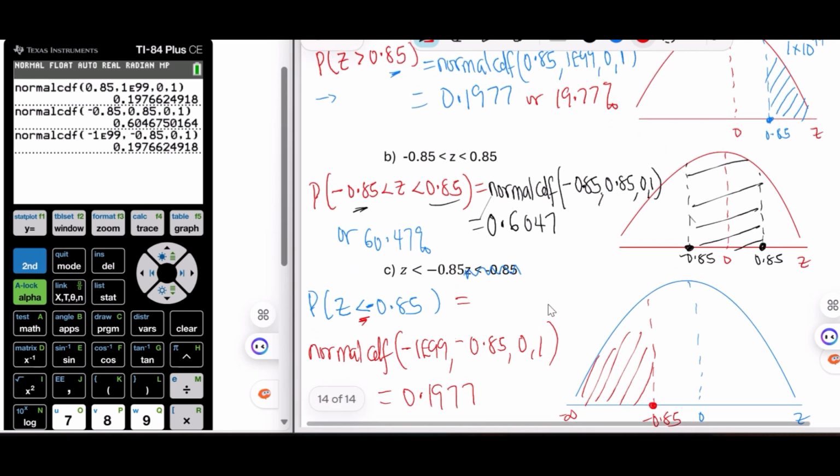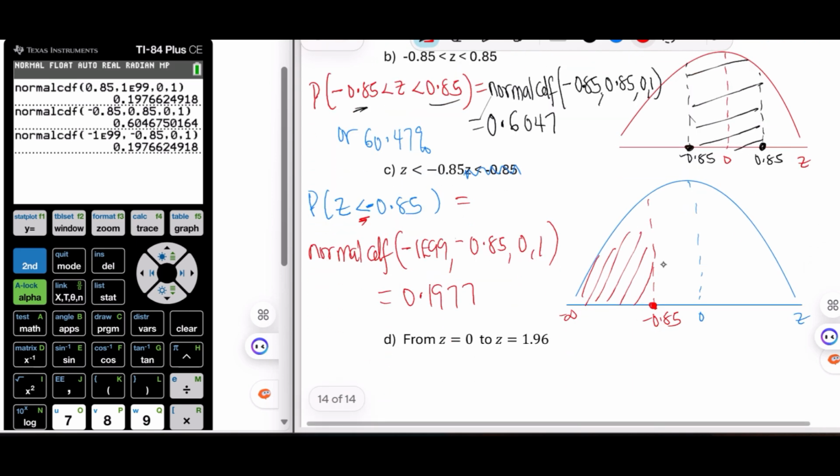Now, I want you to have a look at this answer and the first answer. You can see they are the same. This is to the right of 0.85. This is to the left of negative 0.85. What can you notice over here? This is one of the properties of normal distribution, and we call it symmetry. A normal distribution is symmetric. Okay, it is symmetrical. So these are going to be the same. To the left of this or to the right of the same thing are going to be the same.